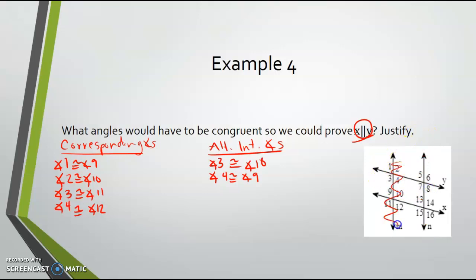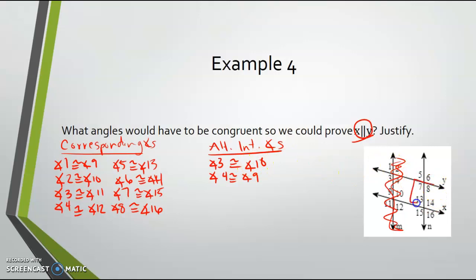Now I'm going to ignore M and look at transversal N. And so our corresponding angles there start with angle 5 being corresponding with angle 13. So angle 5 is angle 13. Angle 6 corresponds with angle 14. Oops, not just 4, 14. Angle 7 is congruent to angle 15. And we would need angle 8 congruent to angle 16. Any of these would prove that we have that X and Y are parallel lines.